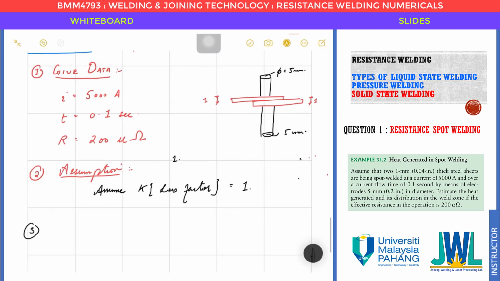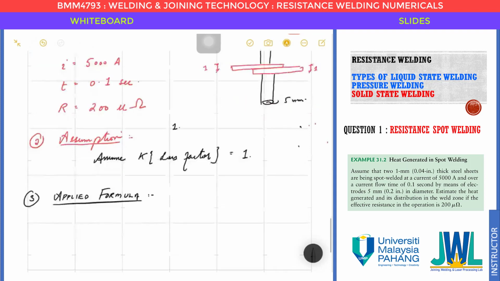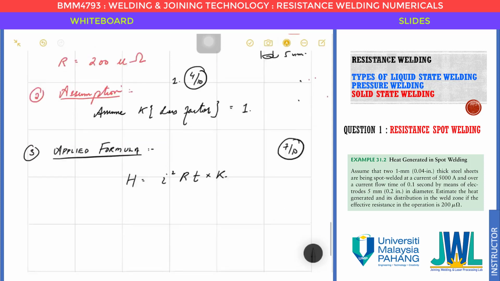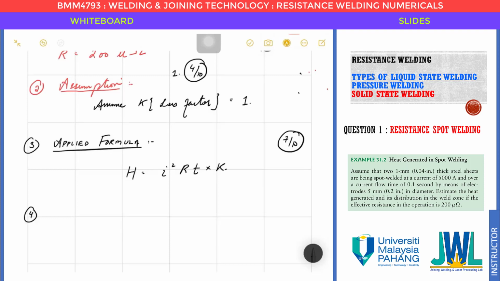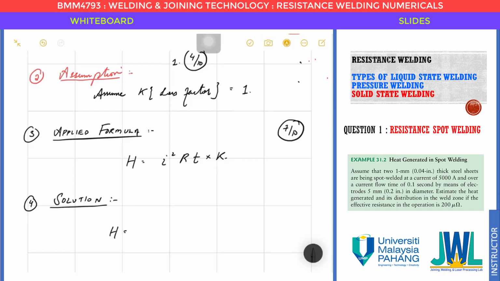Then number 3 is the applied formula. Applied formula is H is equal to I square R T into K. So now this is 4 out of 10, and then this is 7 out of 10 already. Then number 4 is the solution.